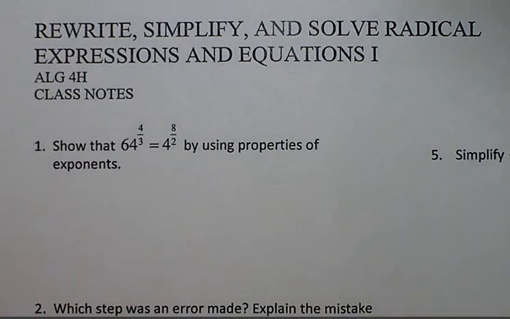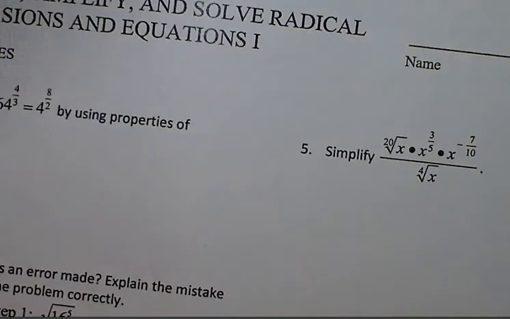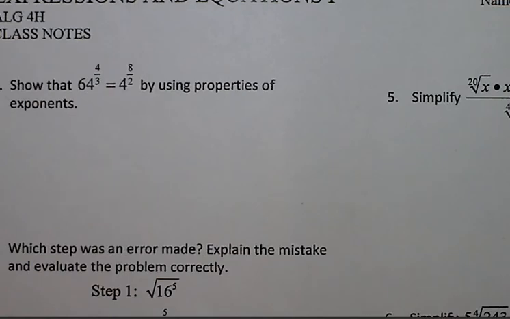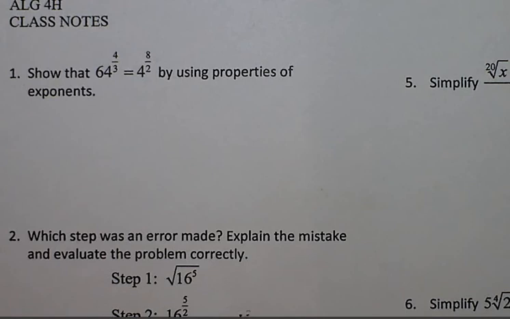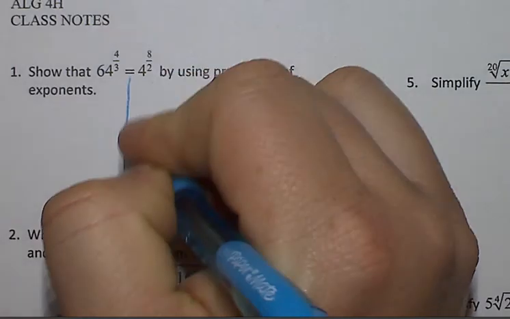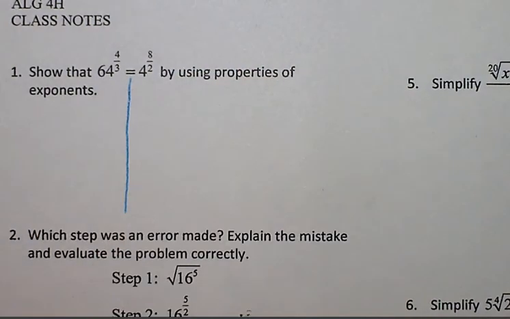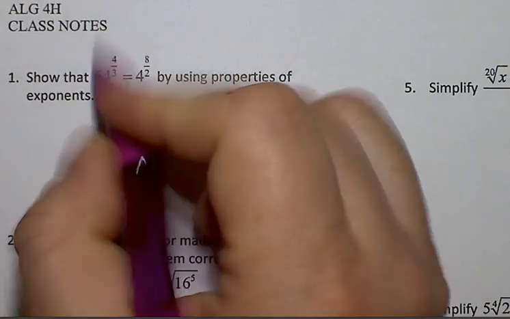Number 1 asks you to use the properties of exponents to prove that 64 raised to the 4/3 is equal to 2 raised to the 8/2. So please split, write down the equal sign so you have a left side and you have a right side. And I'm going to break this apart in two parts.